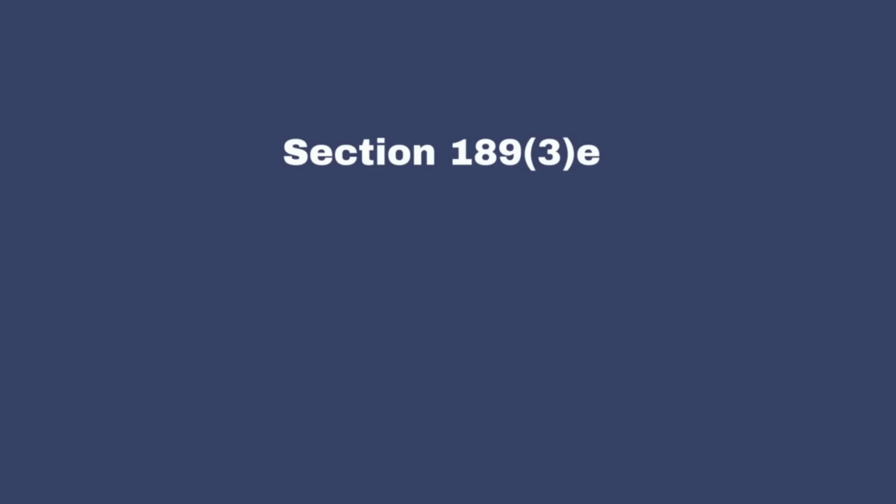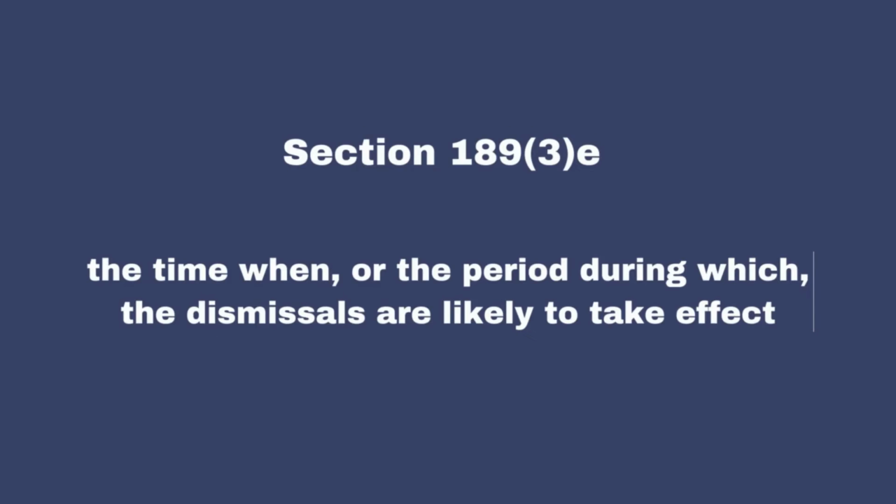Section 189(3)(e), the time when or the period during which the dismissals are likely to take effect. Here you include a proposed time frame. Generally, we include possibly a month, 2 months from now, depending on the complexity or the urgency or the number of people likely to be affected by the process. There's no specific rule, not for a Section 189. There are rules for Section 189A, so refer to that if yours falls within that, which I will briefly discuss a little bit later in this video.